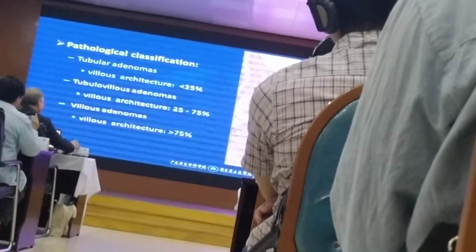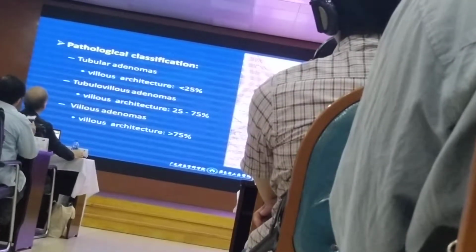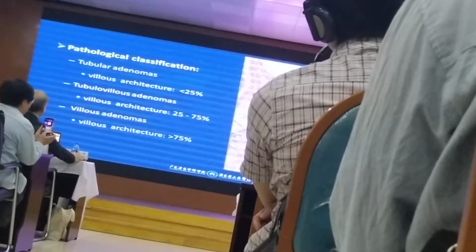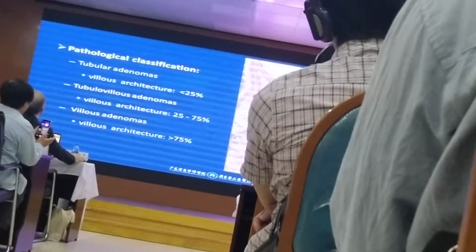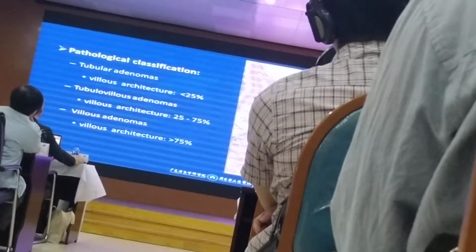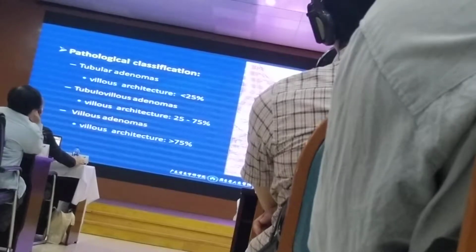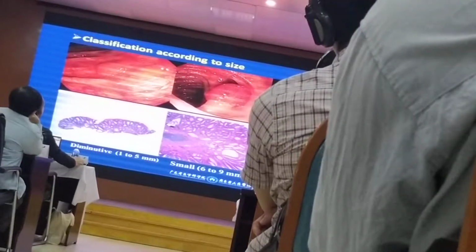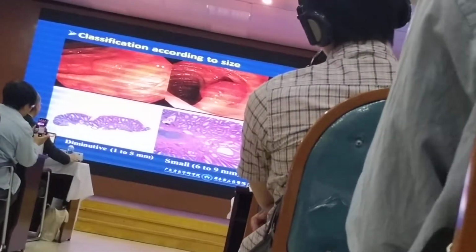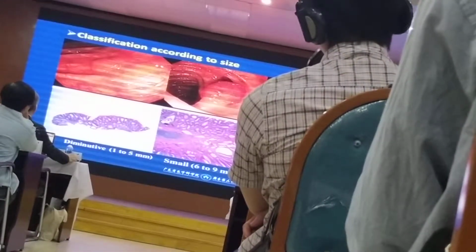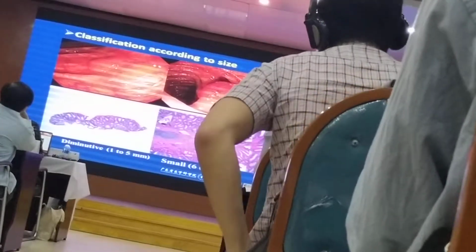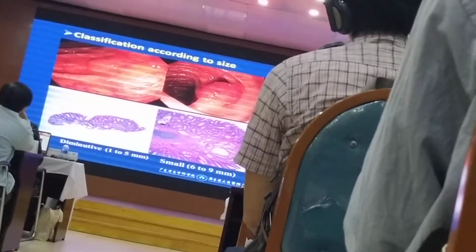According to the villous architecture of the tissue under the microscope, the lesion can be divided into tubular adenoma, tubulovillous adenoma, and villous adenoma. The lesion size is a very important biomarker, according to which the lesion can be divided into three categories, namely diminutive, small and larger.